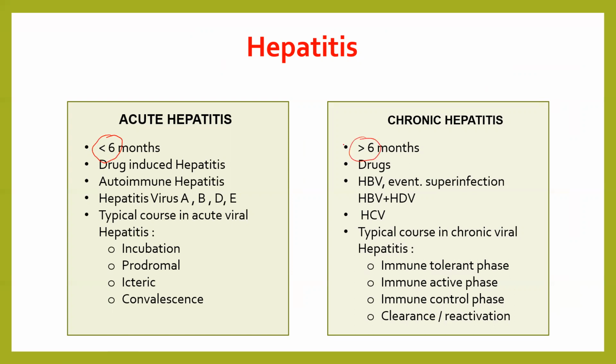The causes of acute hepatitis can be hepatitis virus A, B, D, E. It could be drug-induced, or it could also be autoimmune. Whereas chronic hepatitis is usually because of hepatitis B virus, and it can also be superinfected with hepatitis D virus. We can also have drugs or hepatitis virus C. Now, the typical courses in both of them, I will go through with you in the upcoming slides.